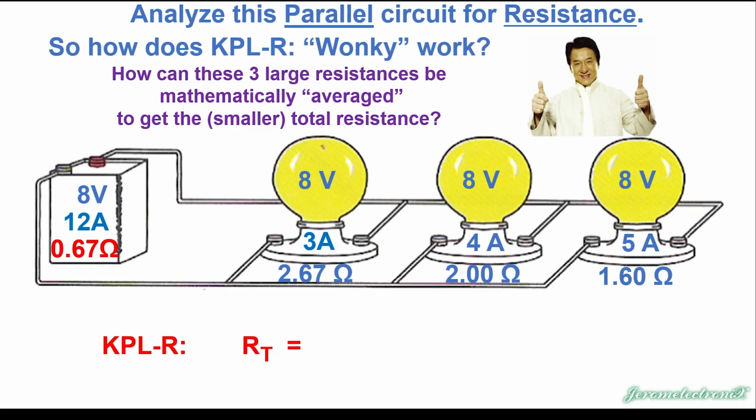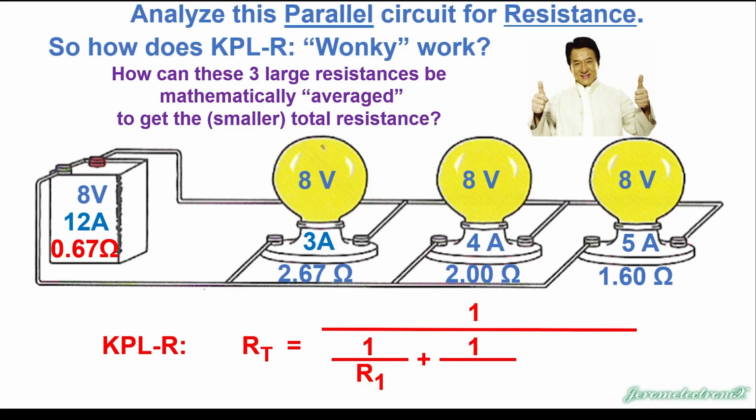So here it is. The parallel resistance, the total resistance, is equal to, write this down, these are red words, this is what we call the wonky formula. 1 divided by 1 divided by the resistance of the first resistor, plus 1 divided by the resistance of the second resistor, and 1 divided by the resistance of the third resistor.